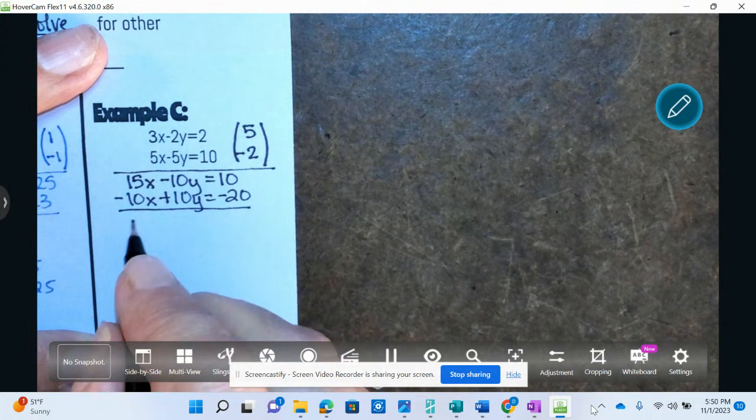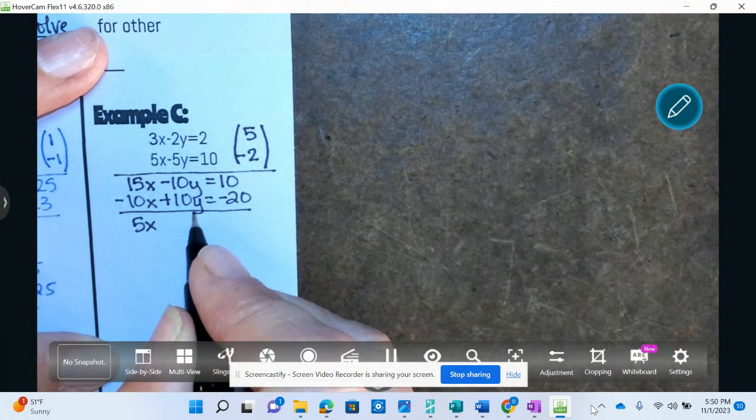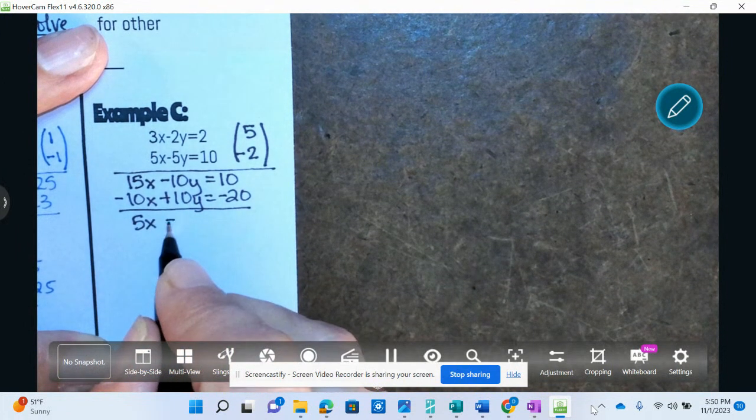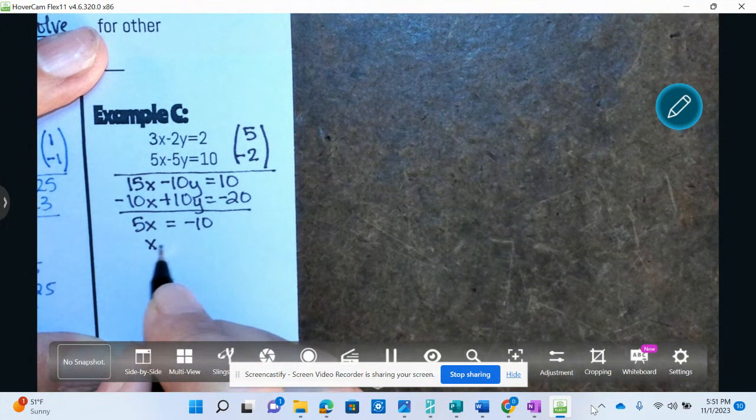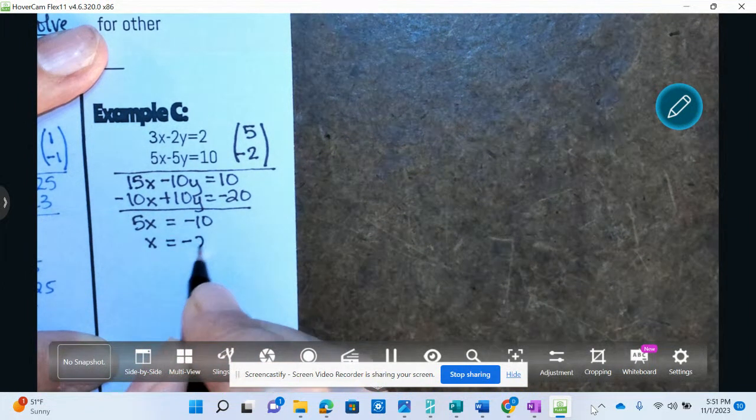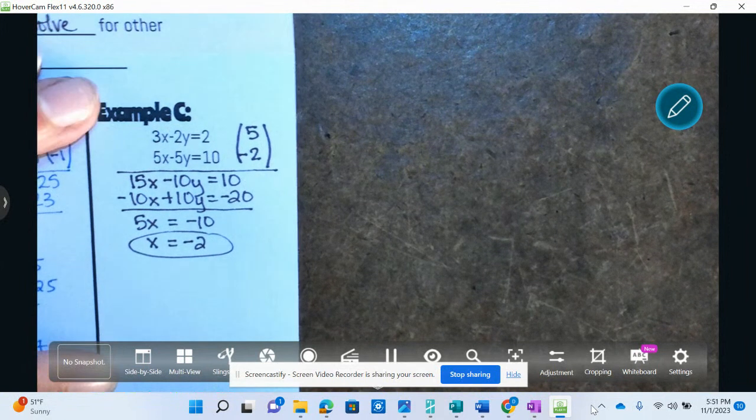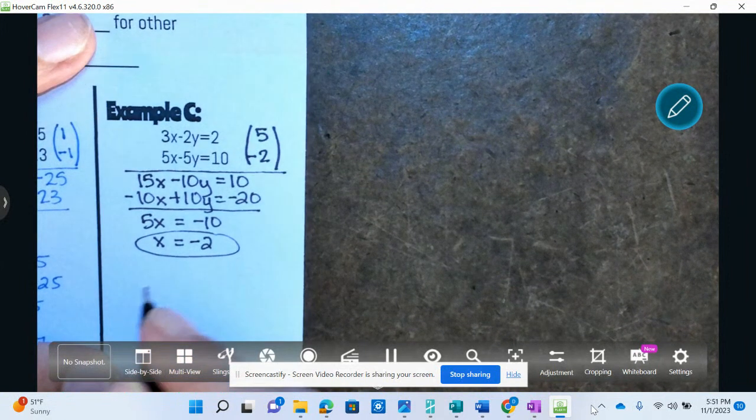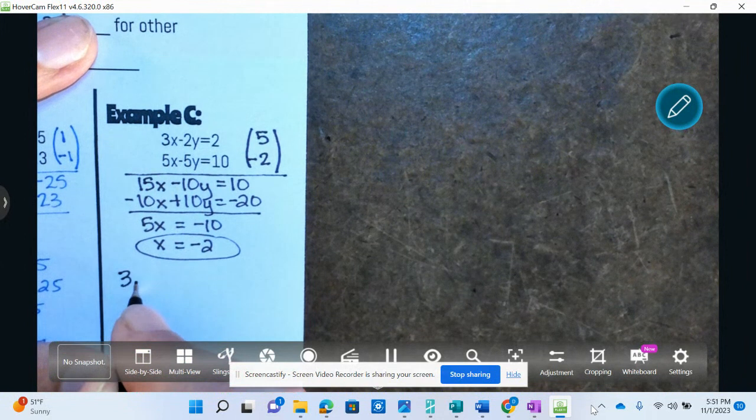Okay, 15 minus 10, that leaves me with 5x. Negative 10y, positive 10y cancel out, equals negative 10. Divide both sides by 5, and I find out that x equals negative 2. So now I'm going to take that and plug it into either one of these original equations. I'm just going to put it into the first one.